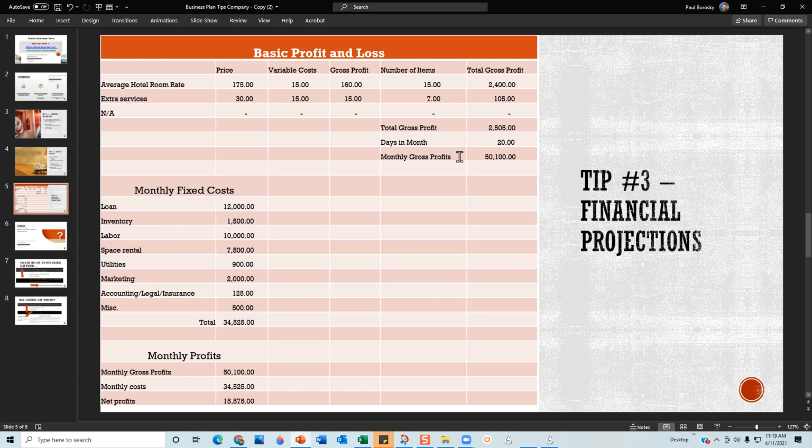In this basic financial projection, what I've done is I've broken the basic profit and loss into three segments, which is the revenue segment, monthly fixed costs, and then your monthly profit calculations.